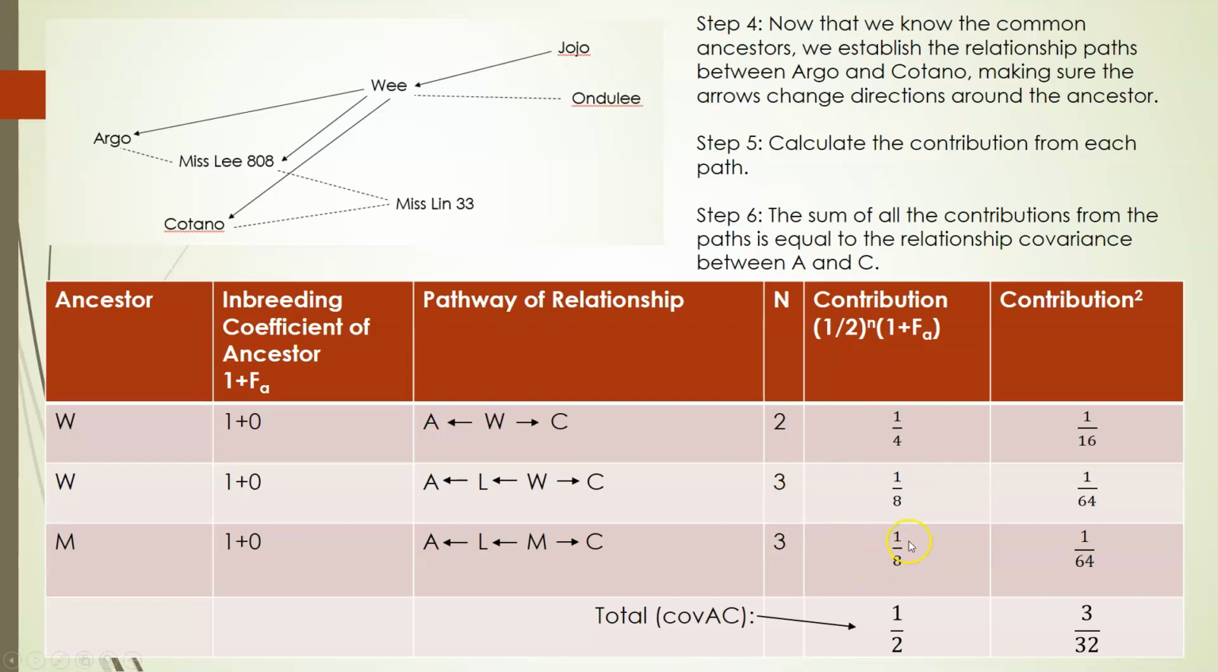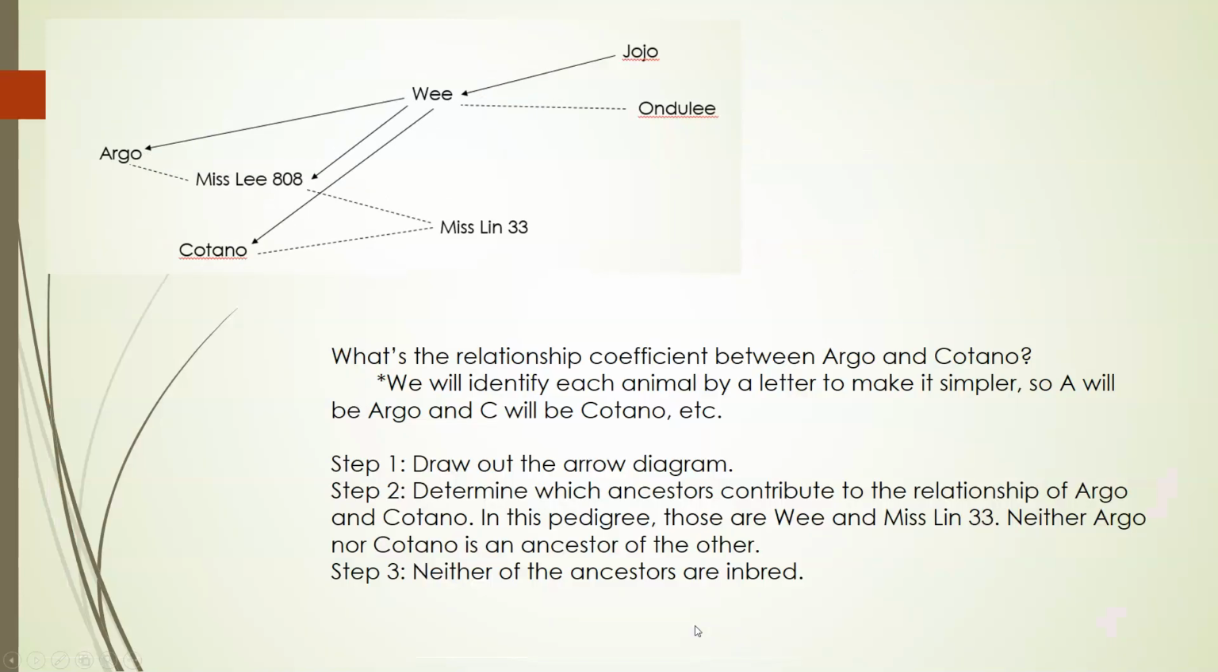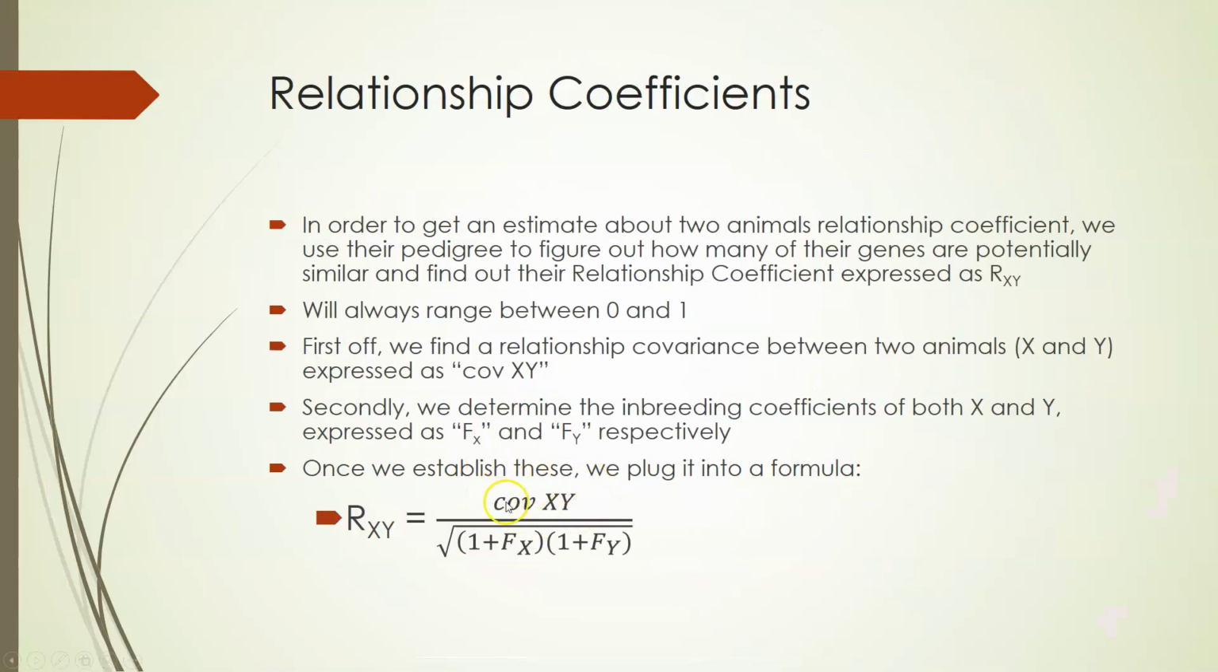When you do that for all the different pathways and ancestor relations, you add up this column. A quarter plus an eighth plus an eighth is equal to a half. This last column, contribution squared, we will talk about later when we're discussing standard error; I just put it on there so I can refer back to it. Right now we did basically our first 6 steps: the sum of all the relationship pathways. This gives us the relationship covariance of A and C, so now we have one part of the formula.